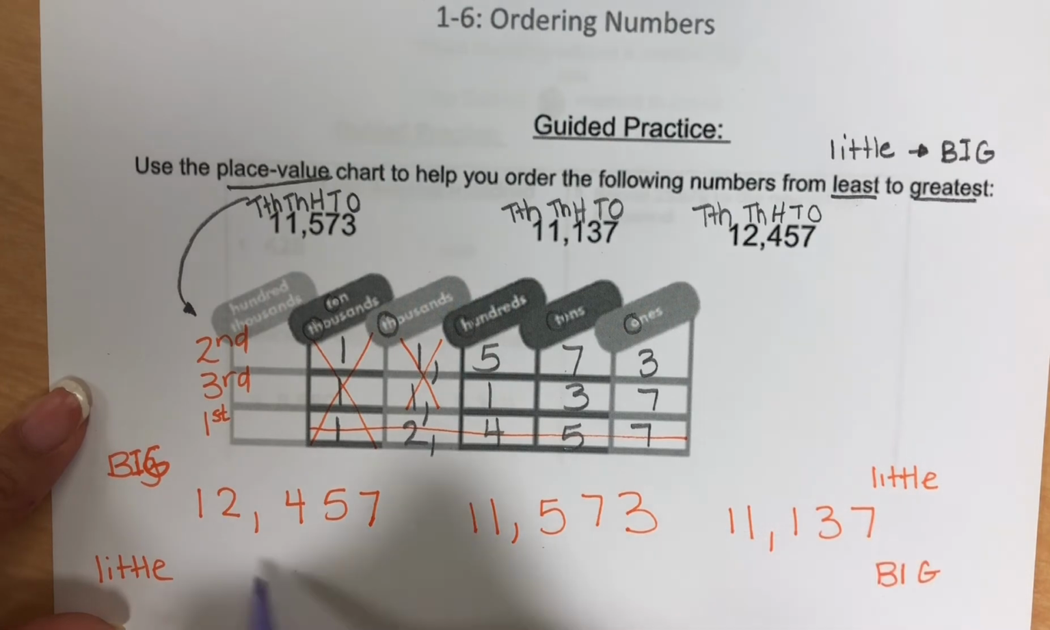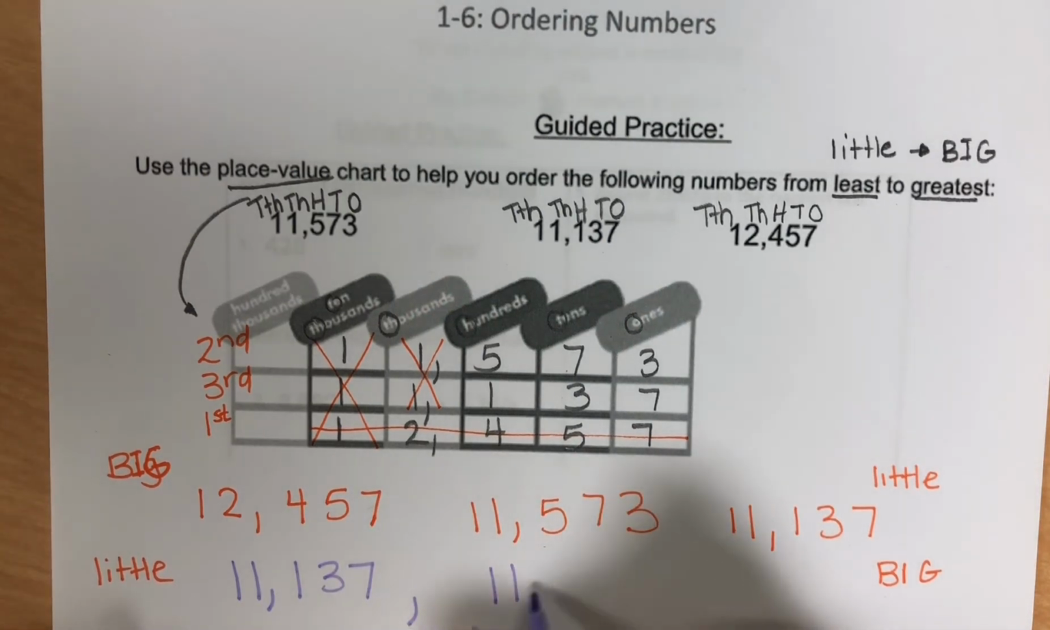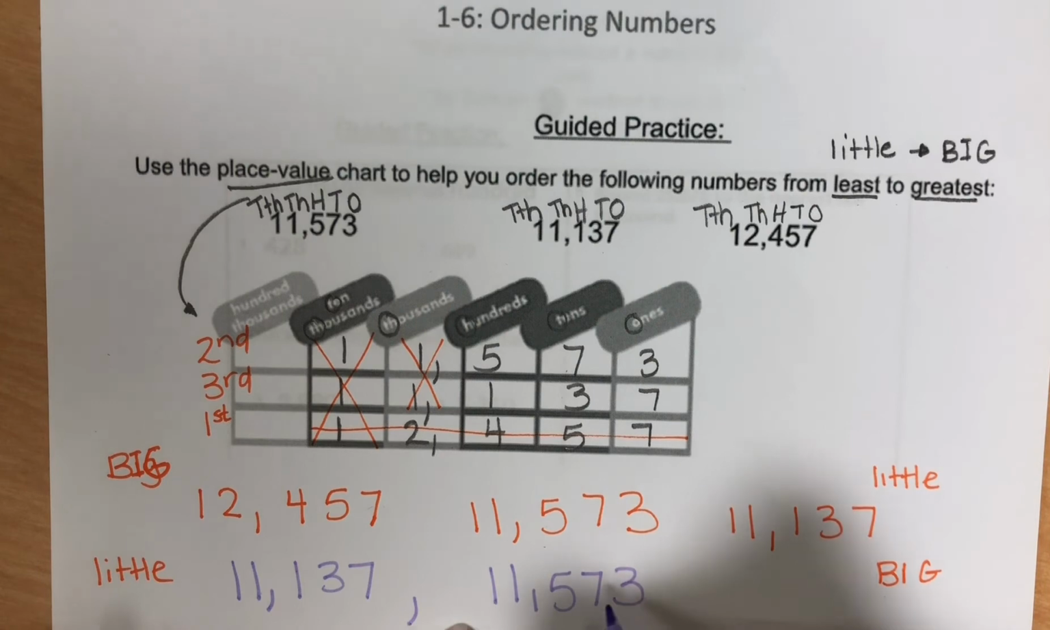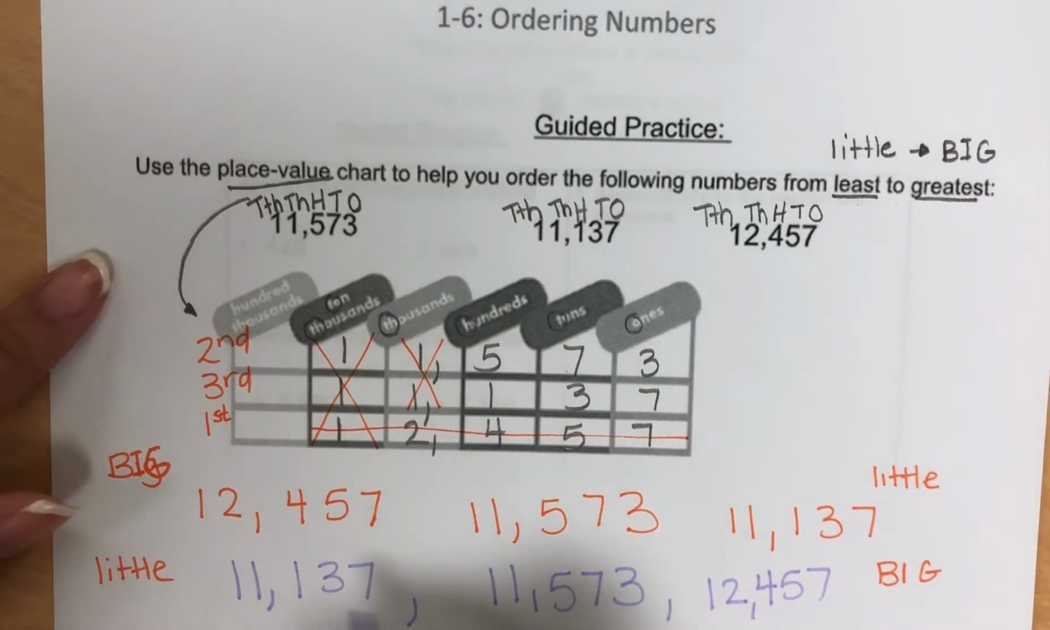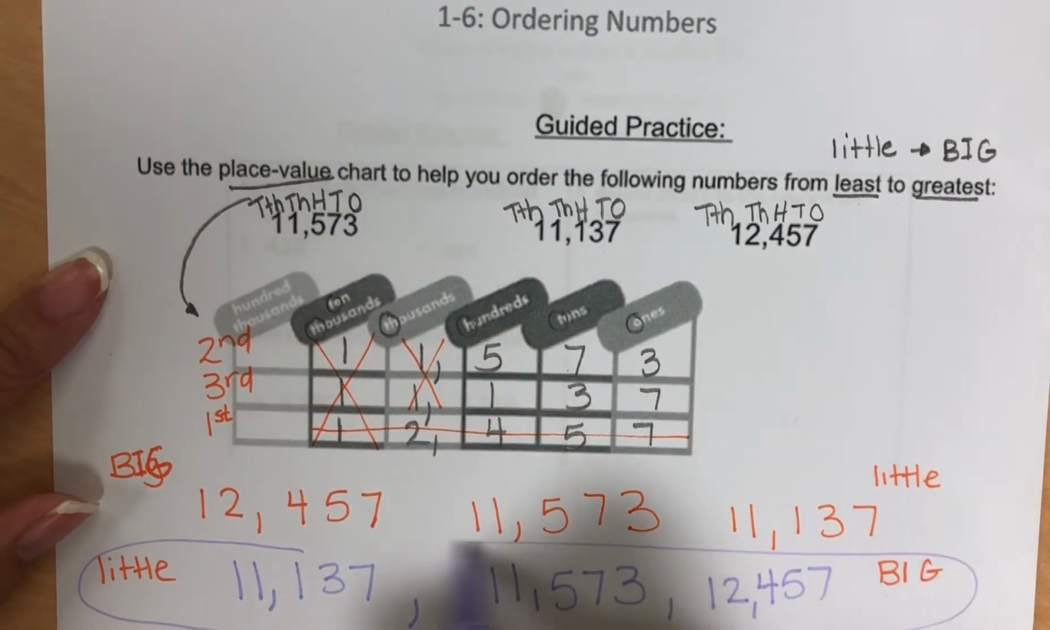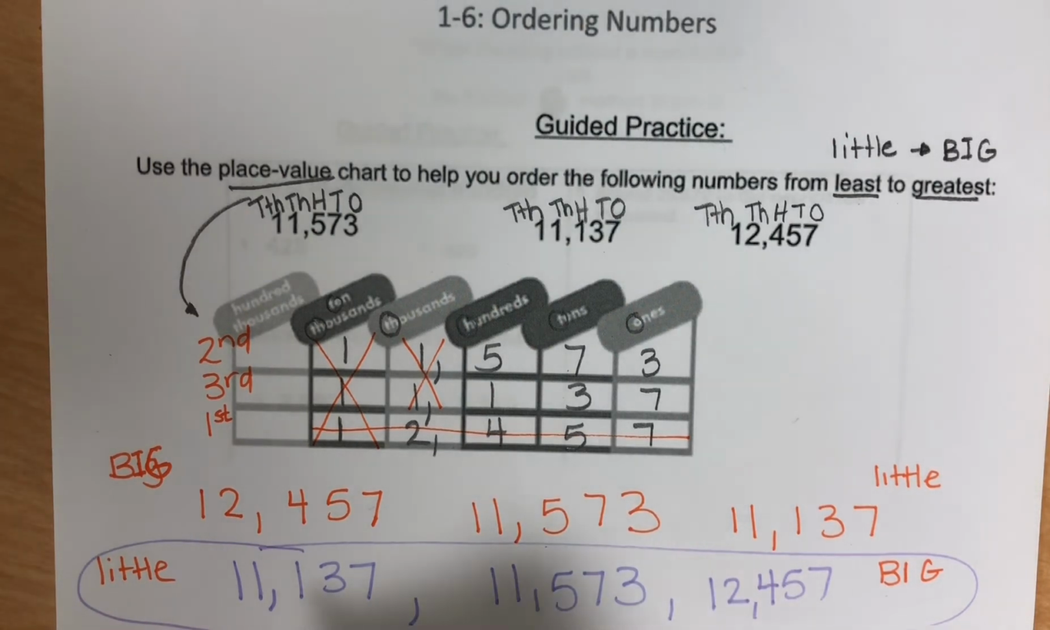So now I'm going to put my last one in first place, 11,137. Then we have 11,573 still in the middle. And then we have 12,457. So this is my answer right here, ordering these numbers from little to big, least to greatest. And again, remember, we always have to compare numbers looking at the greatest place value first. And in these three numbers, it happened to be the 10,000s place.